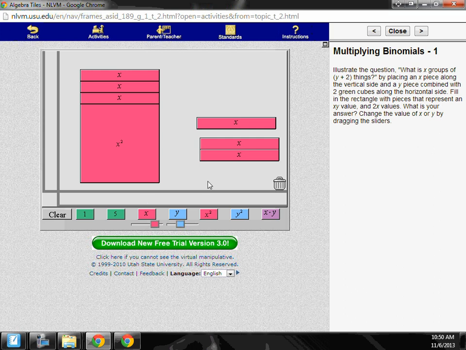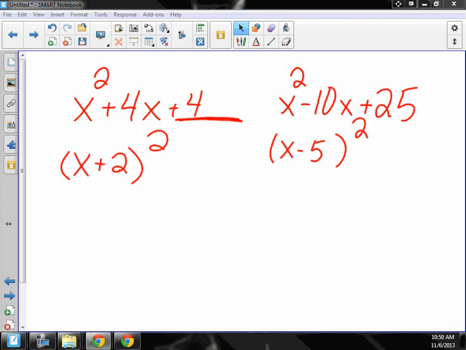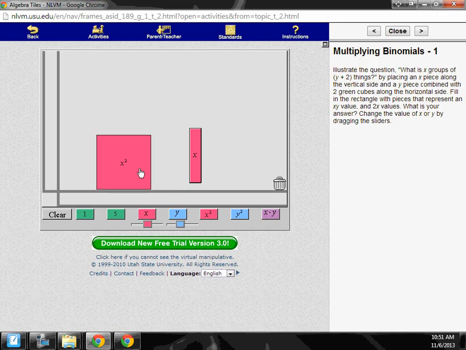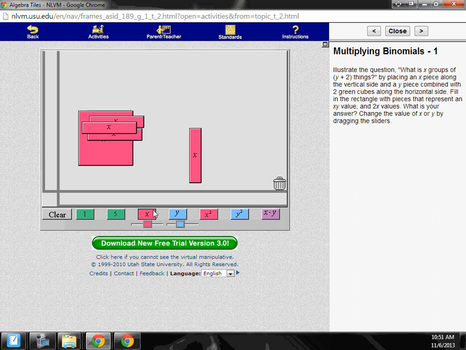I don't remember. There's got to be a way to rotate them. Hold on, let me bring this back. No, that didn't work. x squared. Oh. Hold on. Okay, that's how you do it. Okay, so x squared, and then, so these 3 go there.